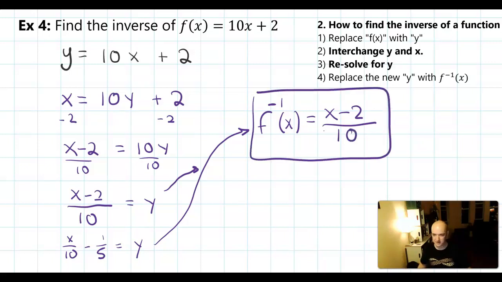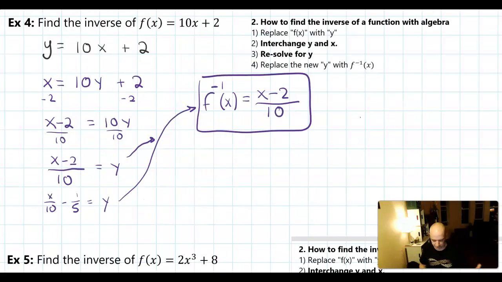Not so bad. It's just kind of linear equation solving. If you want to check your work, you could, of course, compose your answer with the original and see if you get x. And if you're doing it as a check, you probably don't need to do it both ways. You can just check one direction. So I'll do f inverse of f of x and just see what I get.